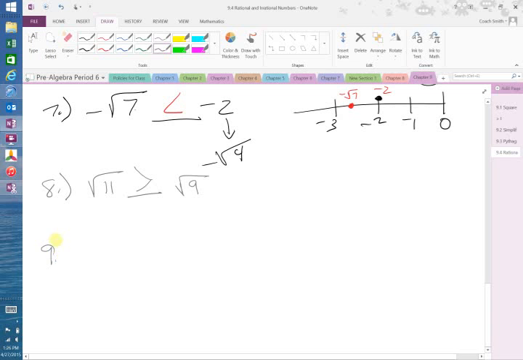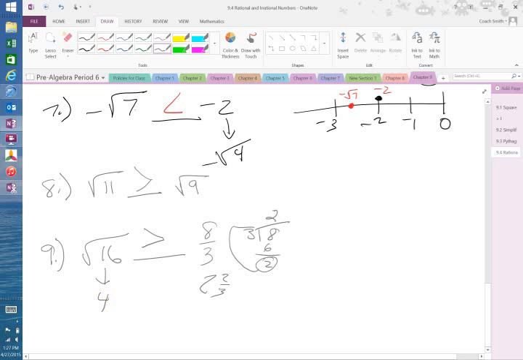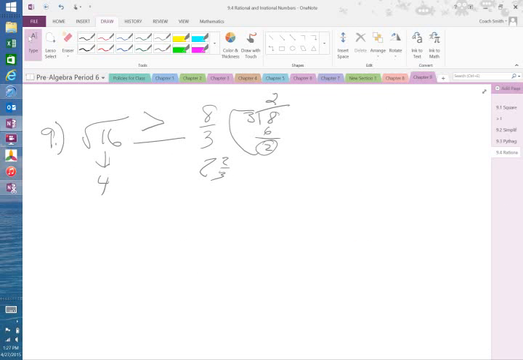Number 9 says the square root of 16 and 8 over 3. Well, what is 8 over 3 as a mixed number? 2 and 2/3. So what is the square root of 16? 4. So which one's bigger? 4. Because you take 3 and divide it into 8, goes twice, be 6, remainder 2, take the 2, put it over the 3 for 2 and 2/3. And this is 4. So that's pretty simplistic.